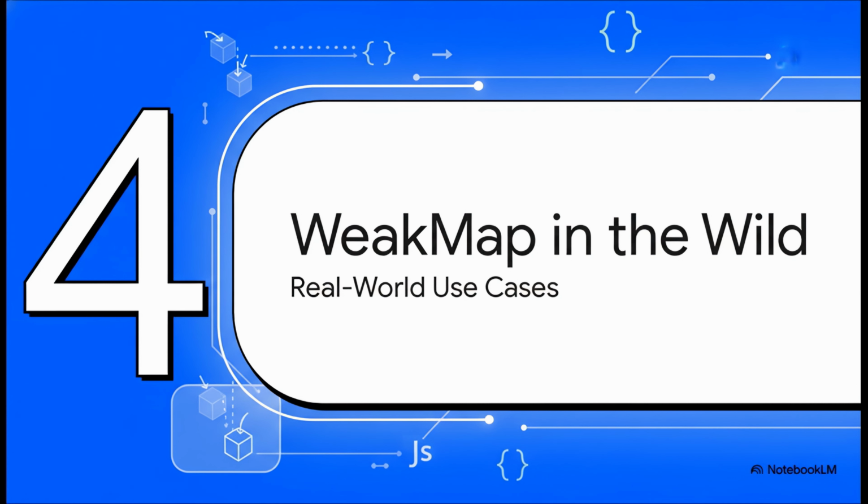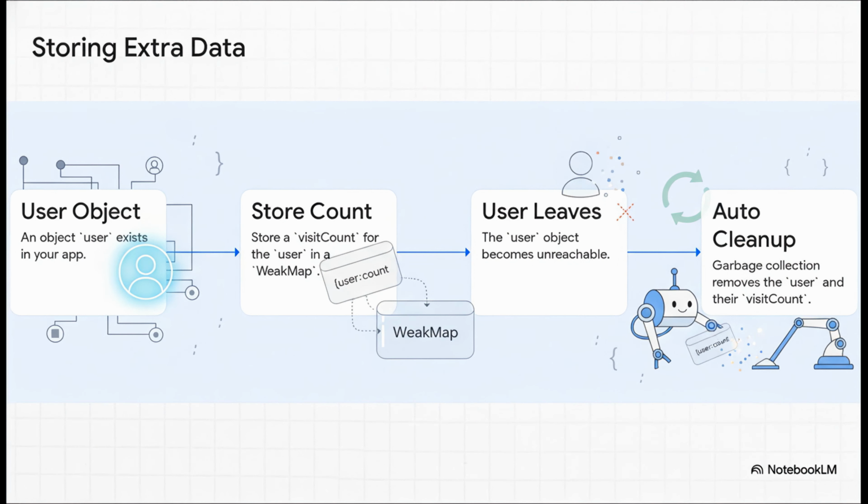Okay, so knowing all that, where would you actually use this thing? Let's check out a couple of super common and really powerful ways you'll see WeakMap used in real world code. The number one use case is for storing extra data about an object that maybe your code doesn't own. So imagine your app has a user object, and your little piece of code wants to track, say, a visit count for that user. You just store it in a WeakMap. The second the main app is done with that user object and it becomes unreachable, your visit count data just evaporates right along with it. No memory leaks, no manual cleanup, it just works.